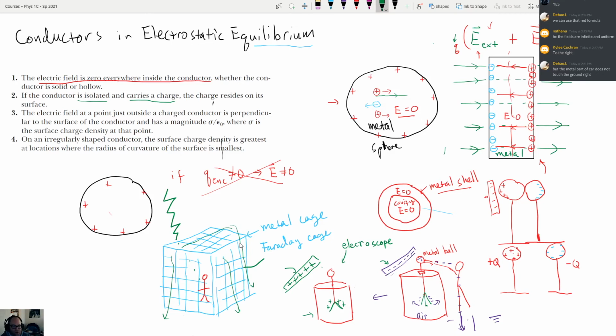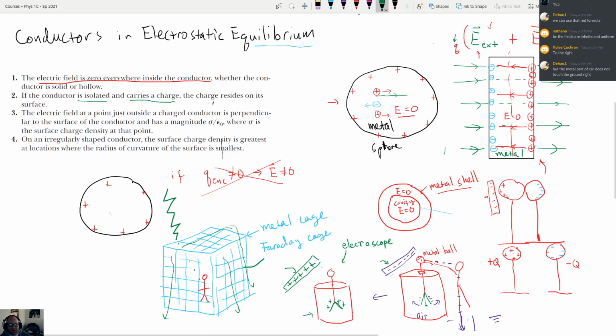Cool. Okay, so let's keep going. Number 3 says the electric field at a point just outside a charged conductor is perpendicular to the surface and has a magnitude of sigma over epsilon naught, where sigma is the surface charge density at that point.